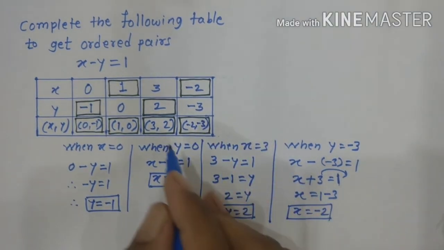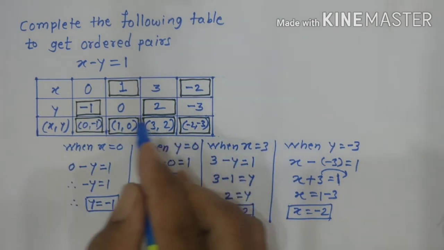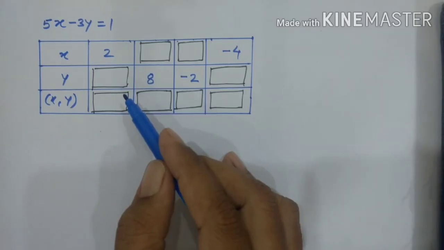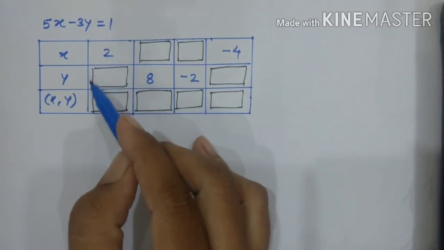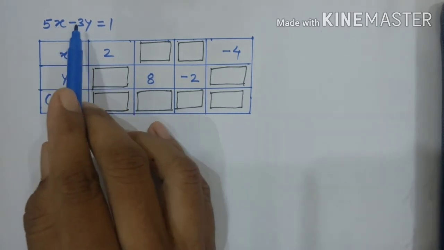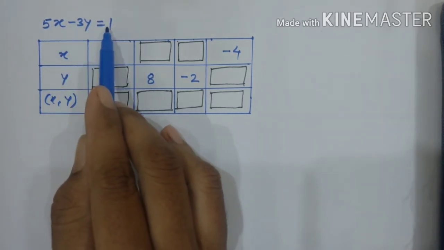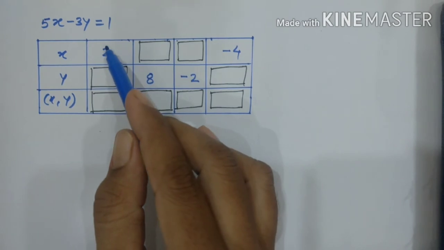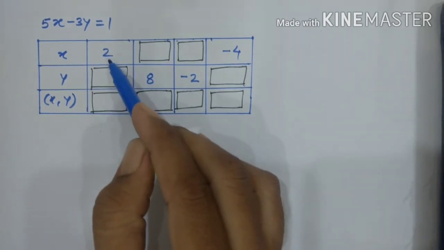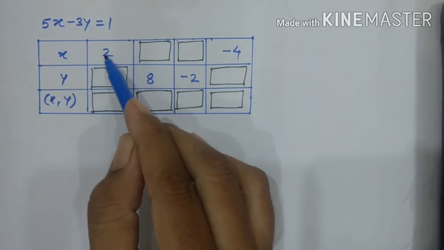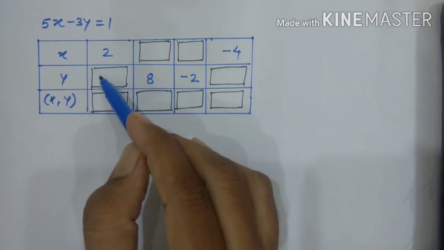In this way, we have completed the given activity. Now let us try to complete the second activity. Here 5x minus 3y equal to 1 is the given equation. We consider the second column. The value of x is 2. We have to find the value of y.